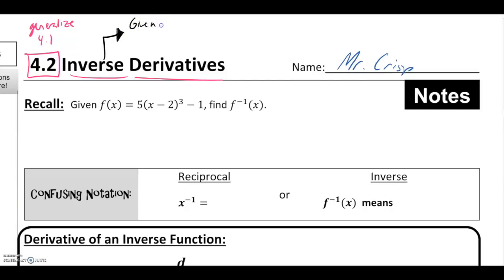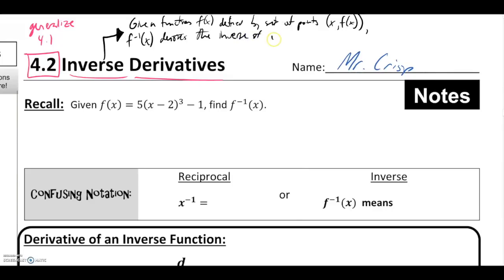If you're given a function f of x defined by the set of points x comma f of x, then f inverse of x, with that -1 inside the function notation, denotes the inverse of f of x and is defined by the set of points f of x comma x, given that f of x is defined for those x values.